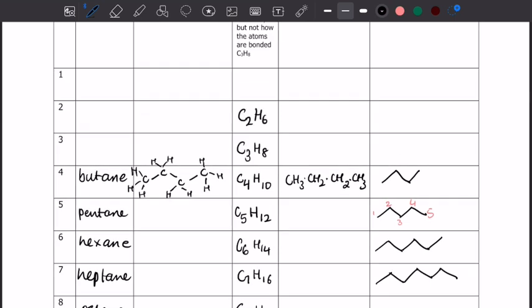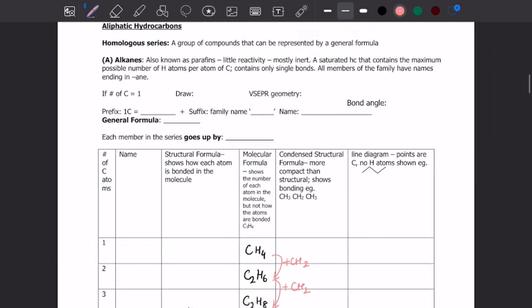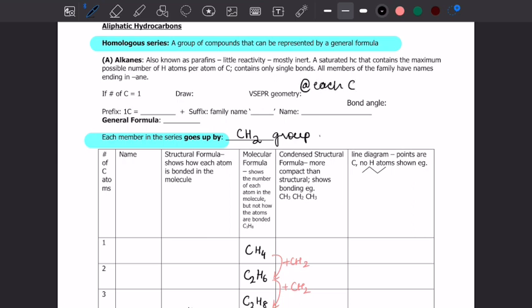So a question you might want to ask yourself is, how are the molecular formulas related? What happens as you go up by 1 carbon atom? Most likely you have seen the trend and you see that for each step you add 1 carbon atom and 2 hydrogen atoms. This kind of group in organic chemistry is called a homologous series, which is a fancy way of saying that all members of this series can be represented by one general formula because each member in the series goes up by a certain unit. In the case of alkanes, each member goes up by the CH2 group.